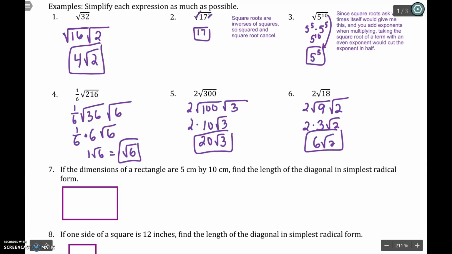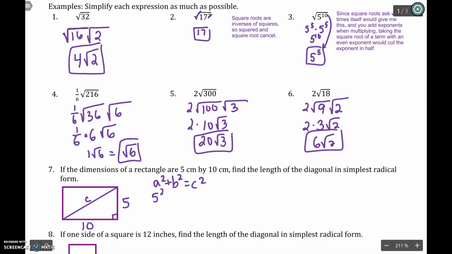Okay. Number 17, we have a rectangle. Its dimensions, meaning its length and width, are 5 and 10. And we want to find the length of the diagonal in simplest radical form. So now we're bringing in some of the things that we did back in Unit 1, because this is a right triangle now and we are looking for its hypotenuse. So we are going to use the Pythagorean theorem to do this.